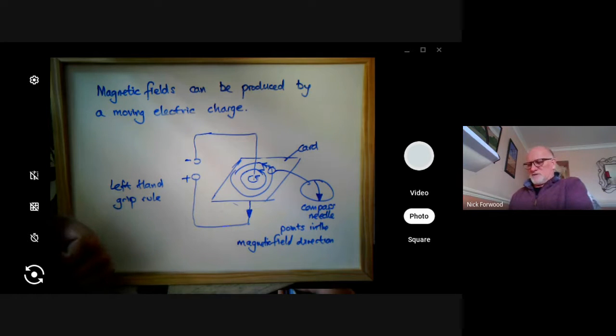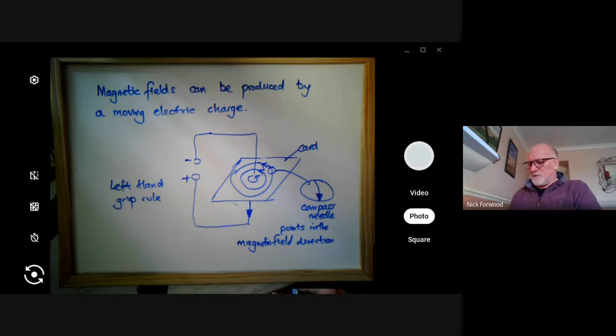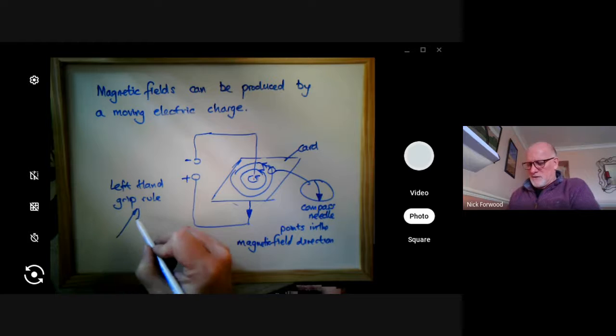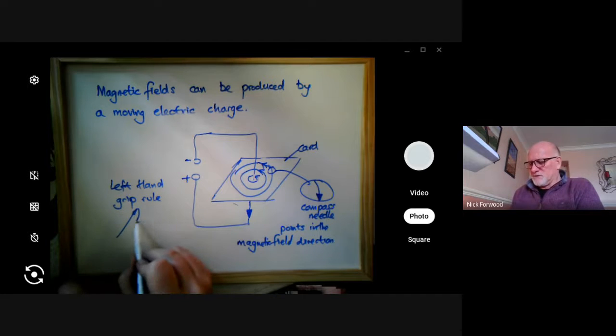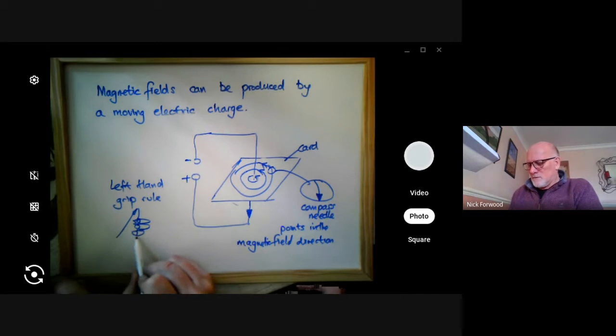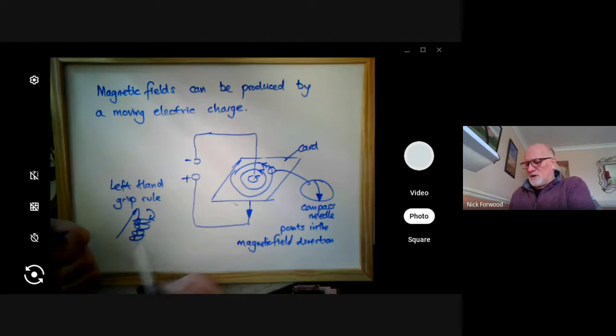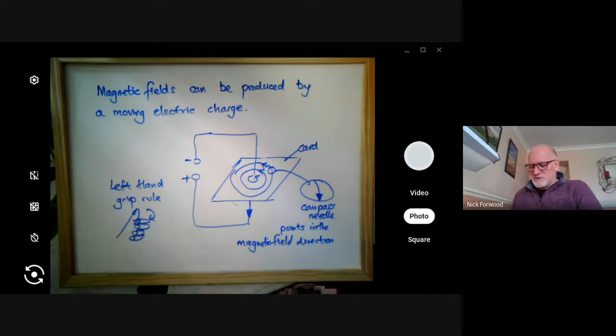You could even try drawing it. My drawings are appalling, but you'd have a thumb up there, and then you'd have some fingers coming around here. I can't do this. I'm not an art teacher, so I've got my fingers curling around like that, my thumb pointing up that way. Thumb shows the electron flow, and the fingers curling round show you the direction of the field. You could have a go at drawing that if you wanted.